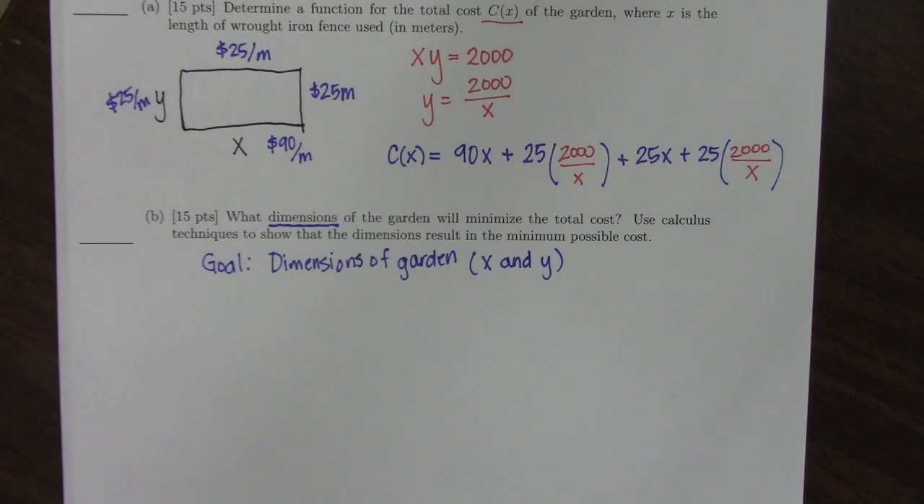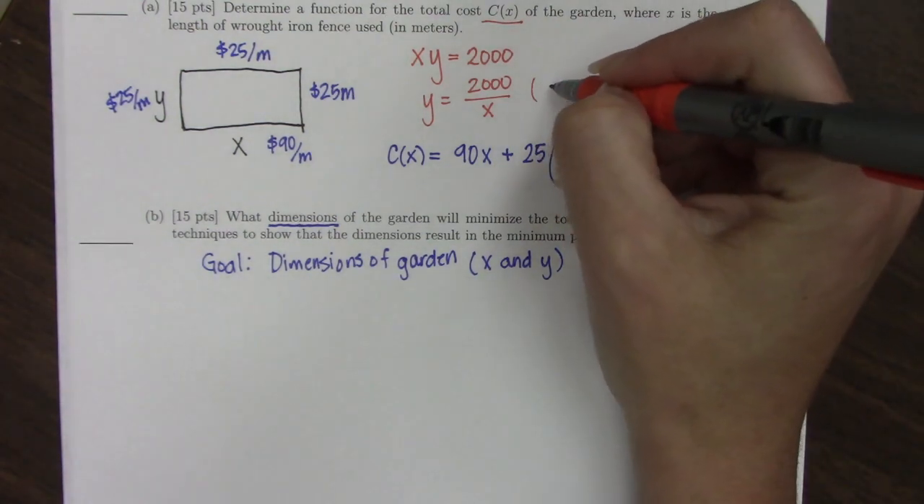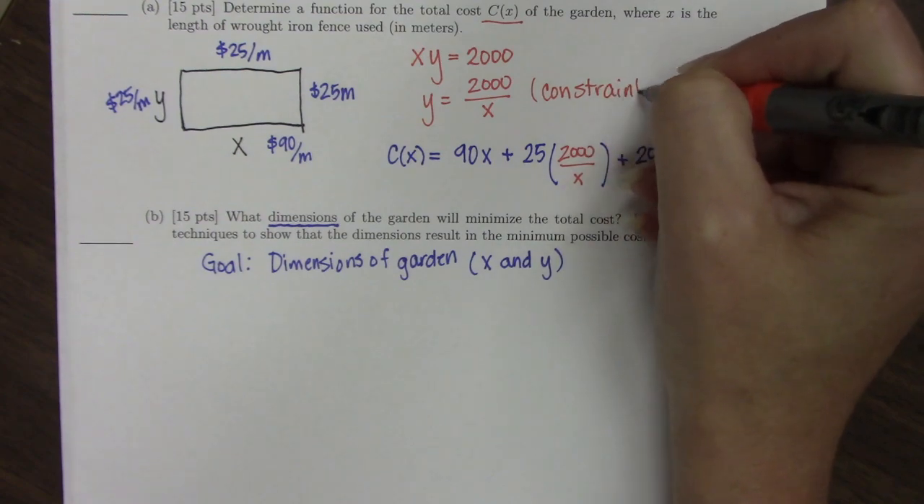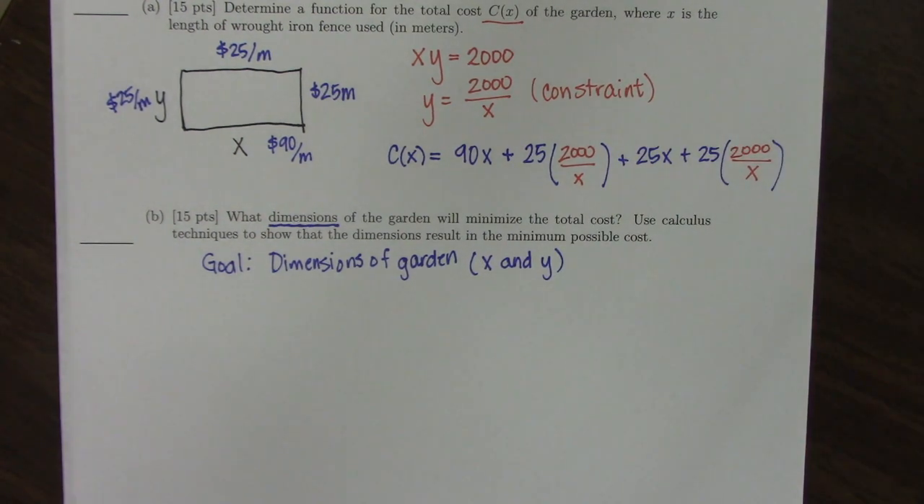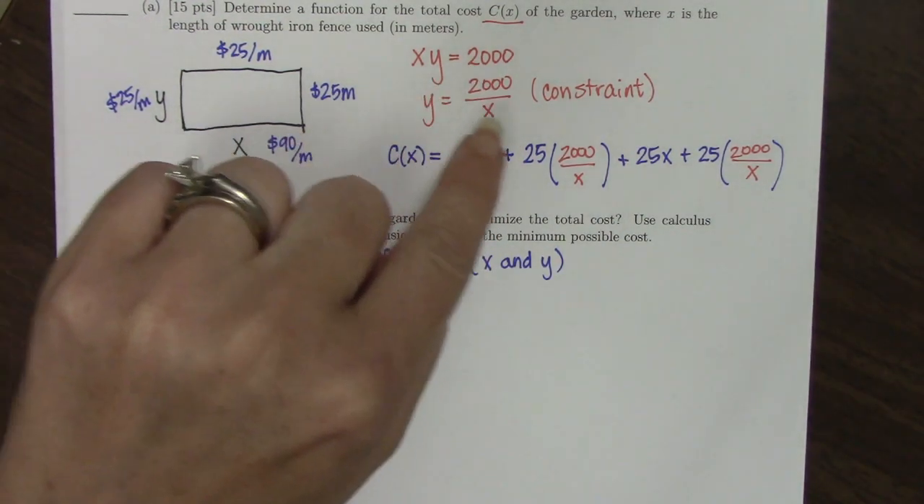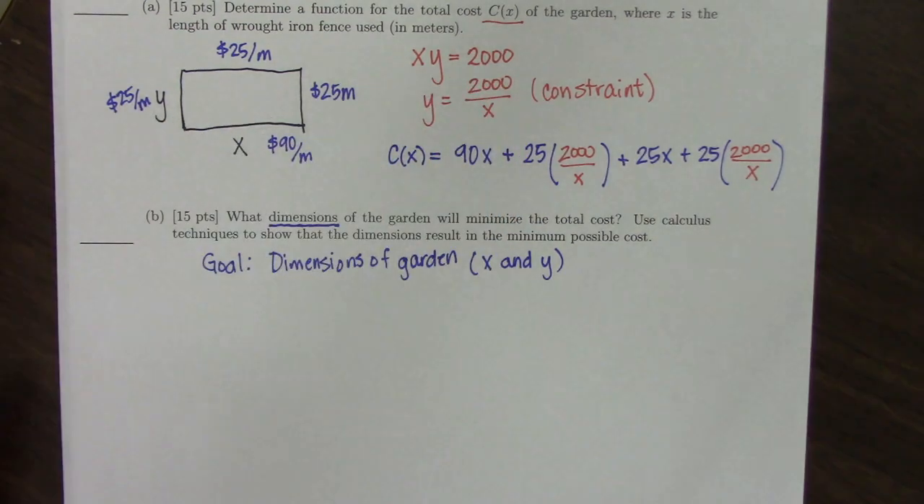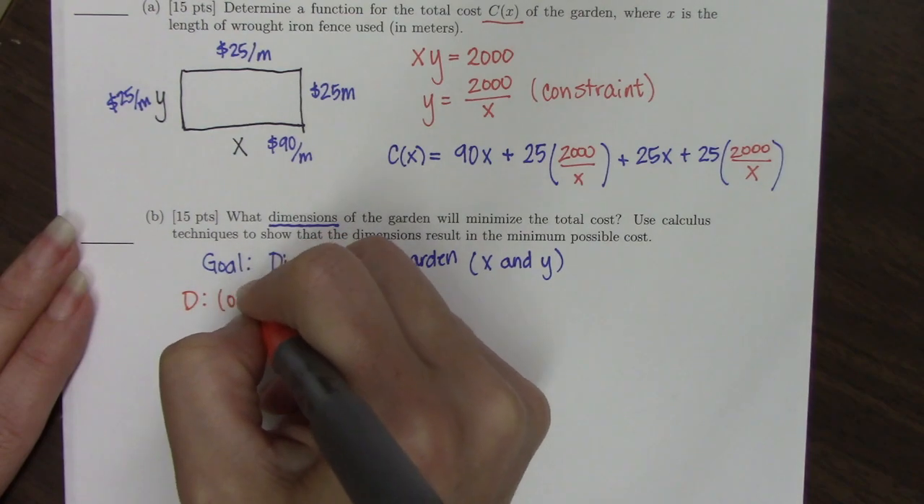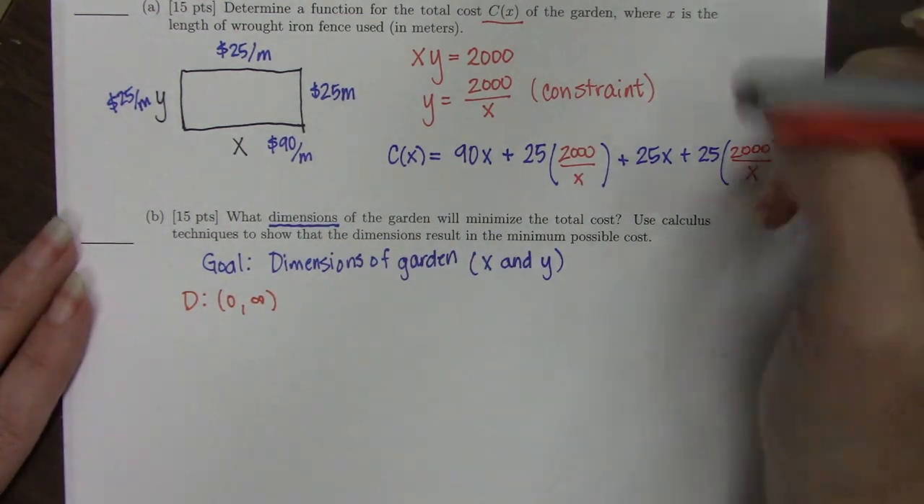So the domain of this function is going to be required because we need to know what values of x are in play. If you look at your constraint equation that we created back in part A, the constraint says the garden can be any dimensions that we want as long as when you multiply x and y together you get 2,000. So this equation right here is what you want to do your domain check on. And the domain of this function is going to be 0 to infinity.